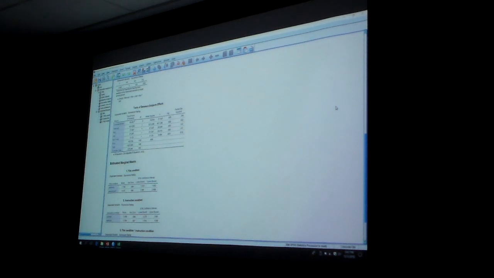At some point, there's a difference between two of the cells. So, between two of the combinations of the film conditions and the instruction conditions.